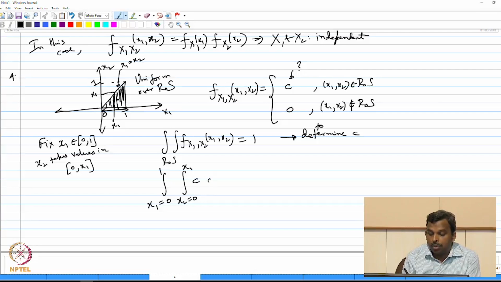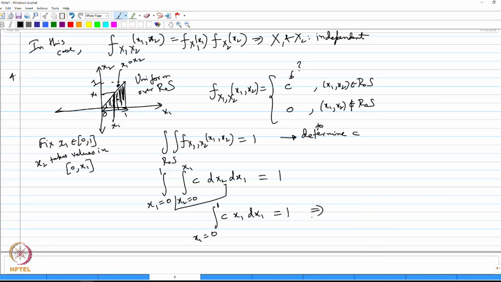Now I can do my familiar integration. This needs to be equal to 1. So let's simplify the LHS. This one is an easy enough integral. Integral C dx2, so you will get integral from x1 equals 0 to 1. That integral is simply C times x1 dx1. This needs to be equal to 1, which implies, now this integral is also easy, C times integral 0 to 1 of x1 dx1. We saw that before. That's half. It's equal to 1, which implies C equals 2. So this is how you determine the constant. If you want uniform over a certain region of support, you will have a constant which is different from 1. So this is 2.